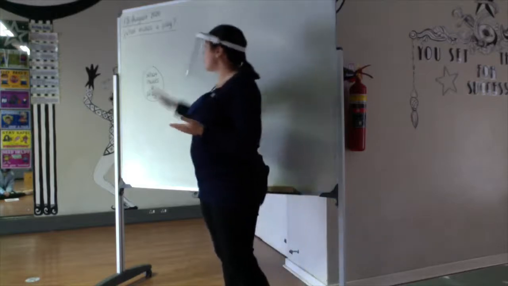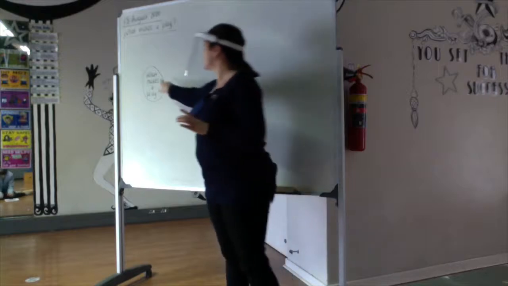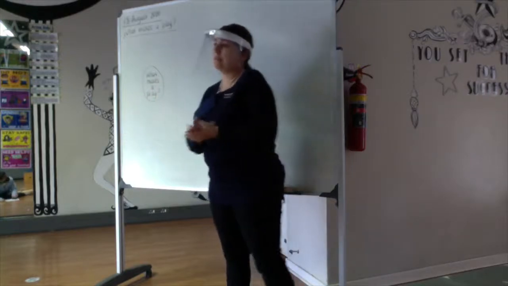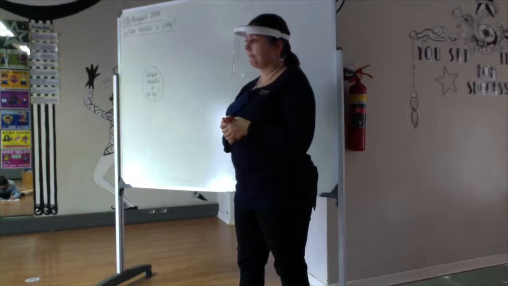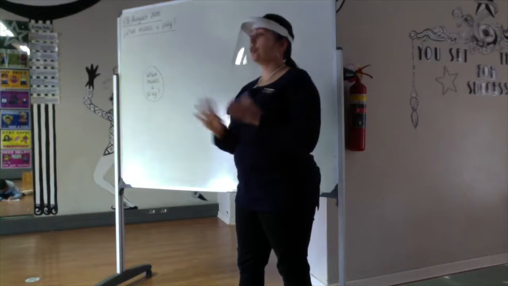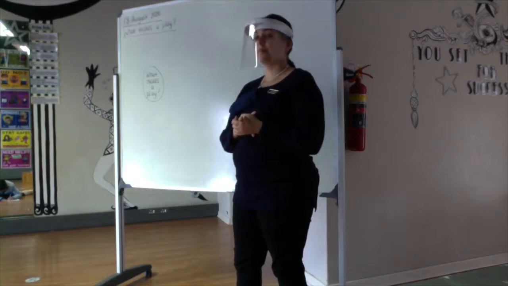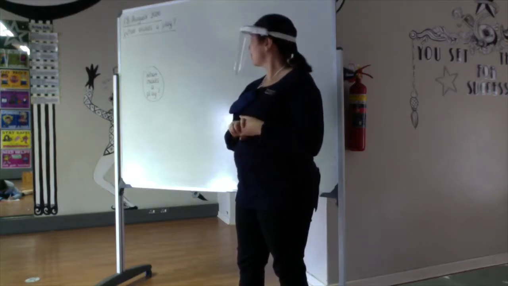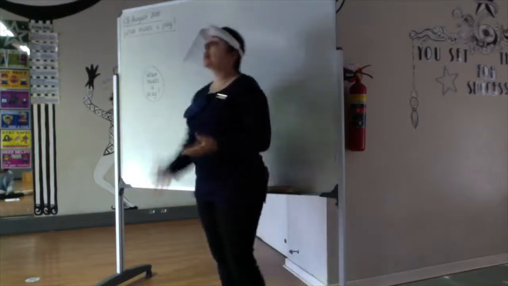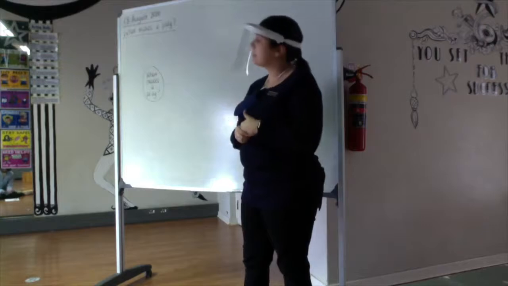So, in the center of that page, I'd like you to draw a circle and in the middle, write what makes a play. Your circle doesn't have to be perfect. Right, so the question I'm posing to you, grade 7s, is what makes a play?